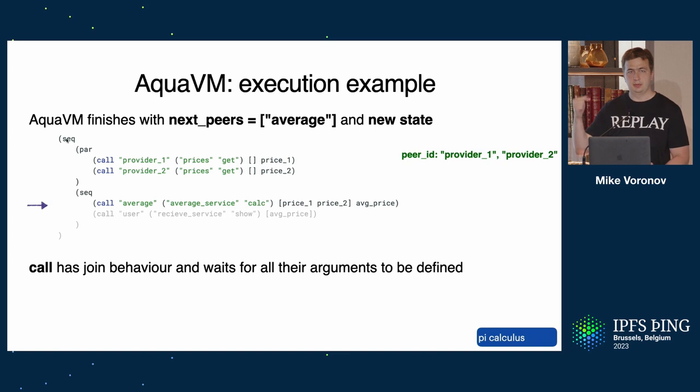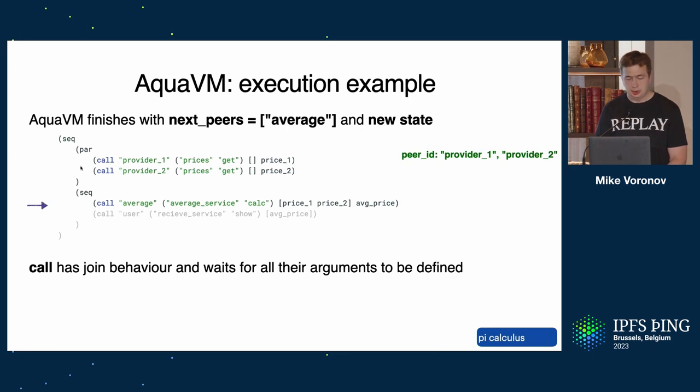So AquaVM starts from the very beginning again, passing through this seq block, and this par is treated as completed when only one instruction is completed. Okay, let's say that we run on provider one, then this call will be completed. There are some details, but I won't cover them. If you are interested in how exactly it will be executed, please find me after my talk or ask a question after that. So let's say that on peer one, we successfully called the prices service and obtained the result in the price one variable.